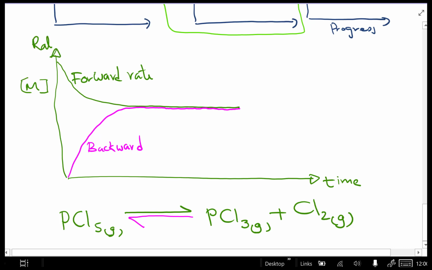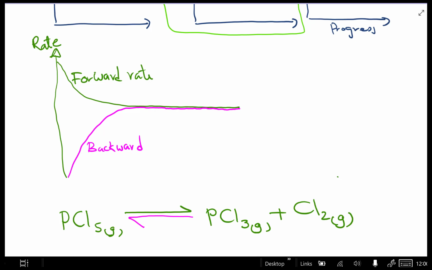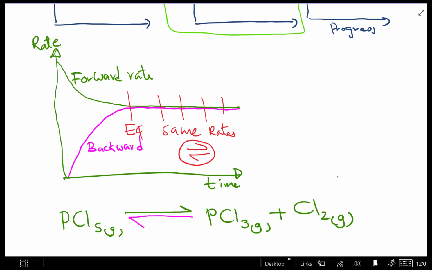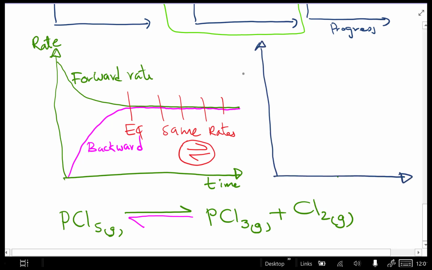So the forward rate is lowering and the backward rate is increasing, and these two are going to meet each other. The rates are the same, against time like that, and the rates are equal. That's why it's an equilibrium. So any of these points are equilibrium, right?